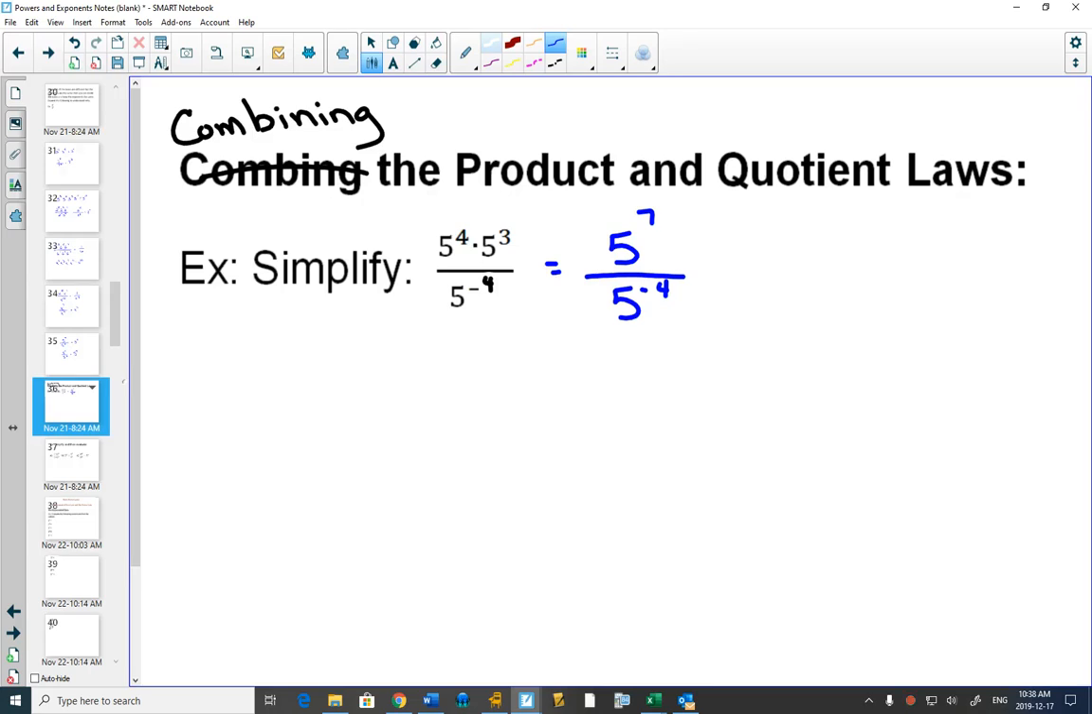So now, if they are positive numbers, it's easy to visualize and you can realize I need to subtract. But since it's a negative number, we have to use the rule and we have to say I need to subtract 7 minus a negative 4. Subtracting a negative is the same as adding. 7 plus 4 is 11. So we get 5 to the 11.